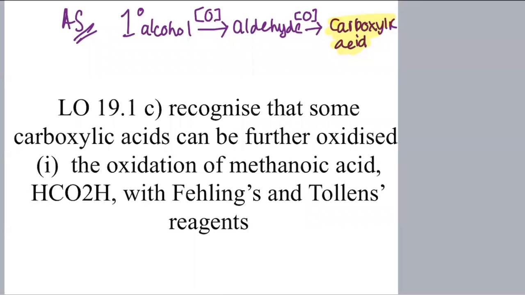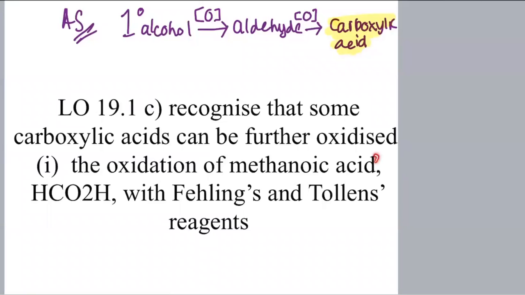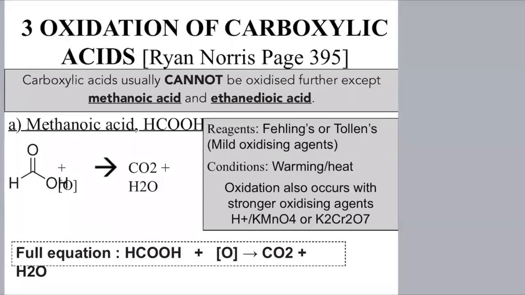So that is something that is new for you to learn. So recognize that some carboxylic acids can be further oxidized using an oxidizing agent, of course. So if methanoic acid is being oxidized, that makes methanoic acid a reducing agent. I'll talk about that again in the next slides. So carboxylic acids cannot usually be oxidized further except for methanoic acid and ethanedioic acid.